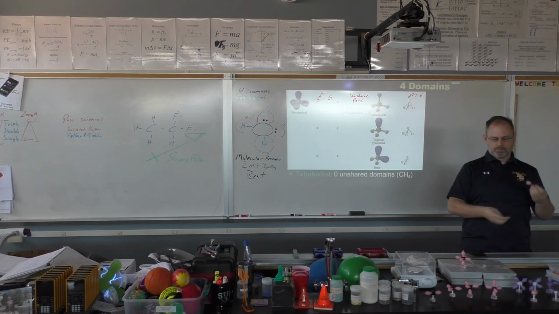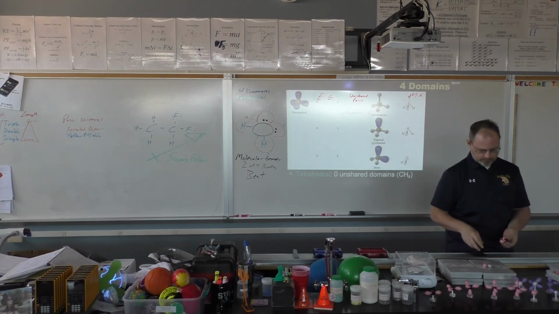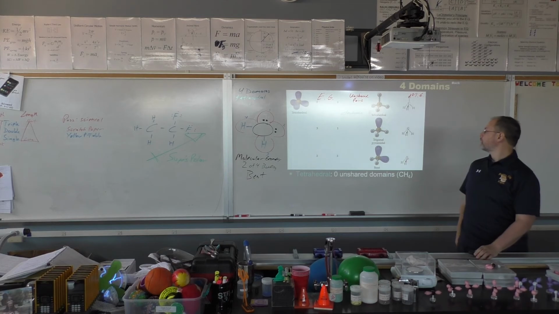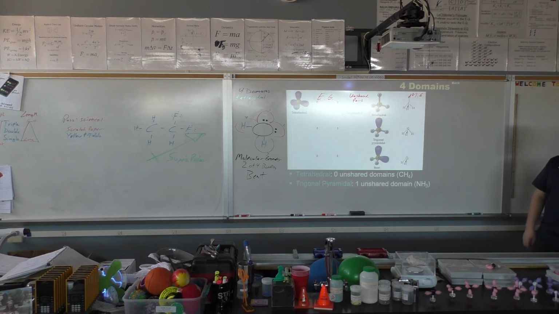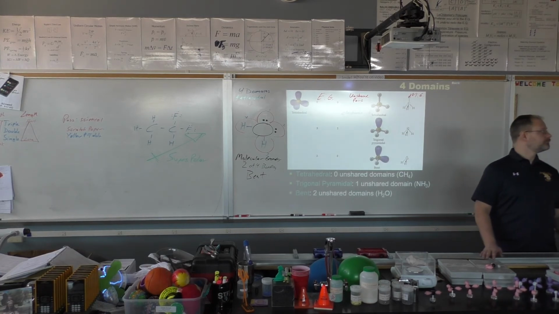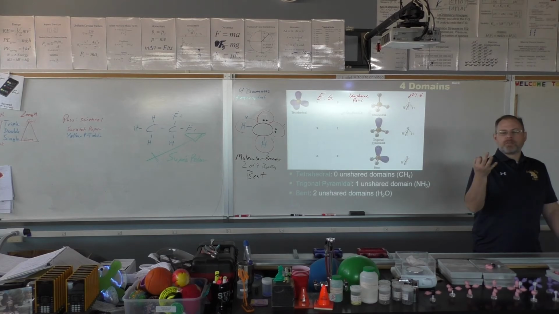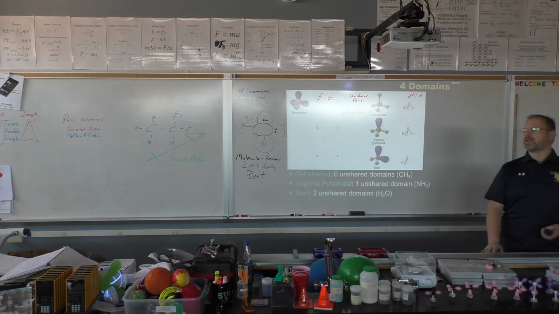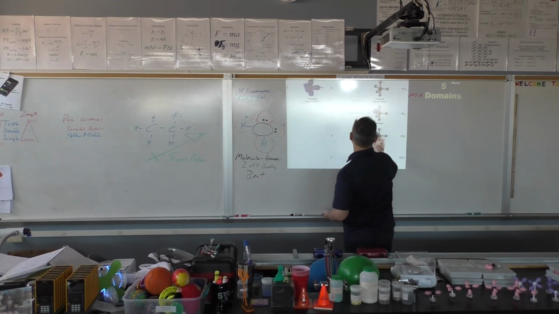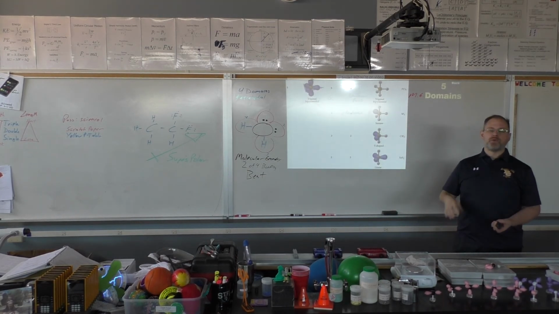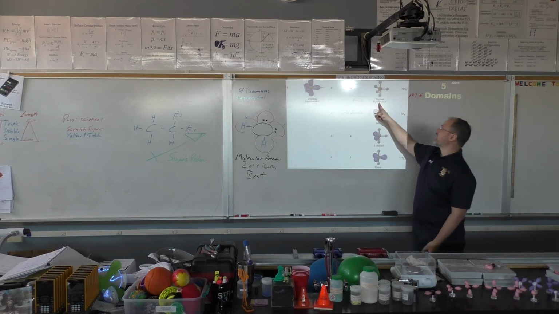Make sense? Is this something you can handle? I hope so. Okay. So again, tetrahedral if they're all bonding, trigonal pyramidal if 1 is unshared, and bent if 2 are unshared. Now, just like 3 domains has 2 possible molecular geometries, 4 domains has 3 possible molecular geometries, 5 domains has 4, and 6 domains has 5. But I'm not going to worry about you learning the molecular geometry for 5 and 6. Just realize that it has some. For this class, if you have 5 domains, they're all going to be bonding and it's going to be trigonal bipyramidal.